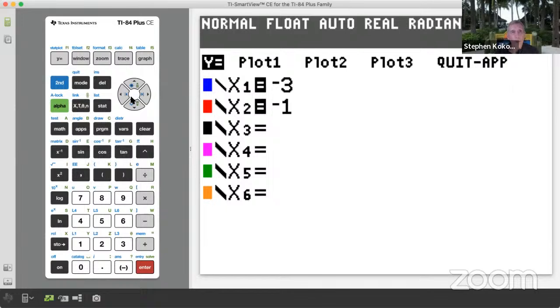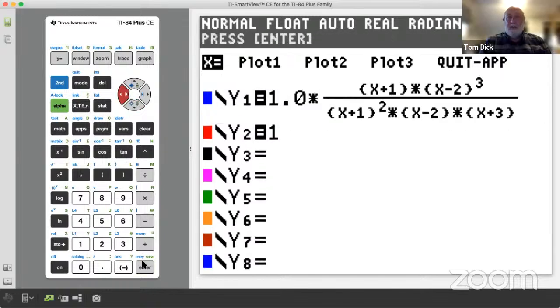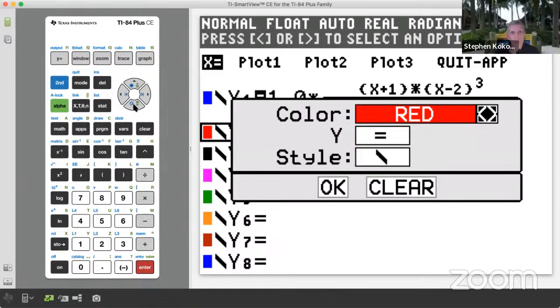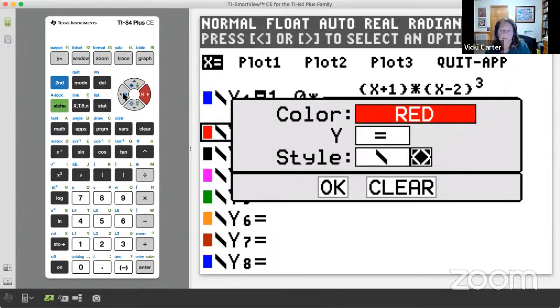So go to y equals on the asymptote. I'll arrow over here and hit enter. Now let's see if we've got a style choice of dotted. It might not, because you're in the inequalities app too. I don't know. Oh, okay.